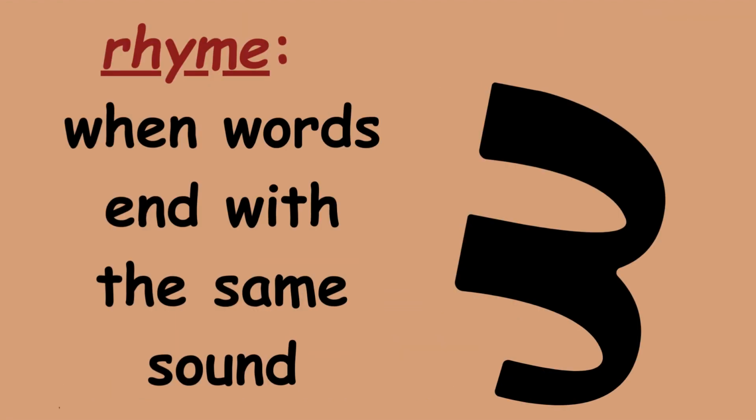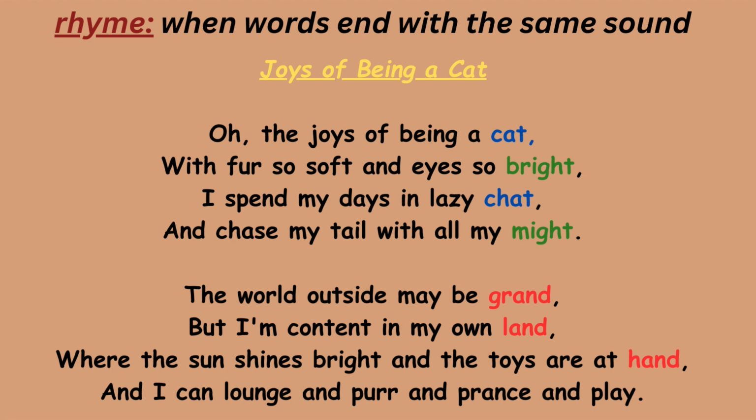Rhyme, when words end with the same sound. Rhyme, read this poem that rhymes along with me. Joys of being a cat. Oh, the joys of being a cat, with fur so soft and eyes so bright. I spend my days in lazy chat and chase my tail with all my might. The world outside may be grand, and I'm content in my own land. When the sun shines bright and the toys are at hand, I can lounge and purr and prance and play.